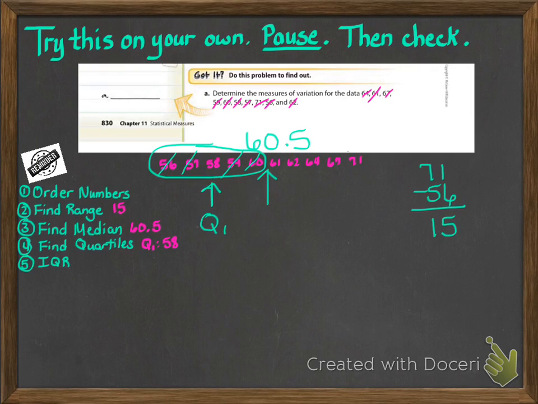So now we're going to find the third quartile. That's going to be the median of the second half of the numbers. So that's going to be this set of numbers right here. The number that's in the middle between those is the number 64 right here. So that's quartile 3. So let's go ahead and write that over here on the left.